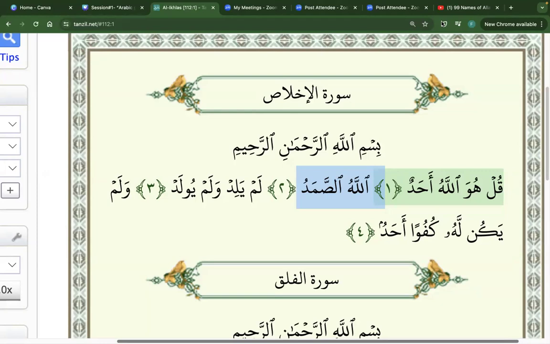And make sure when you are looking at your Quran and when you are memorizing something, you should ask yourself, okay, I know this is raf, I know this is nasb, I know this is jar.